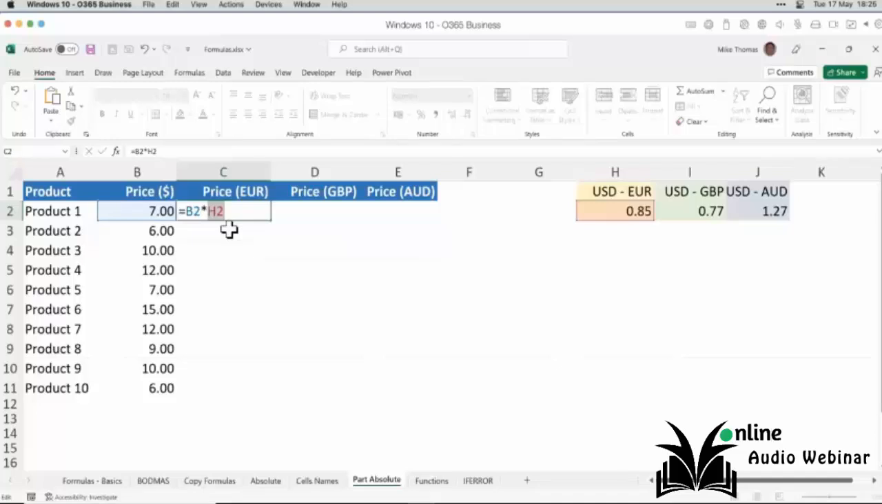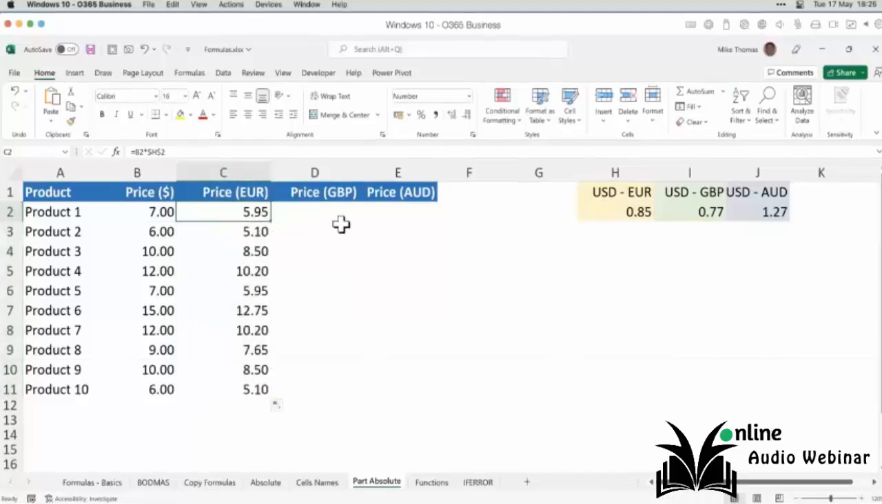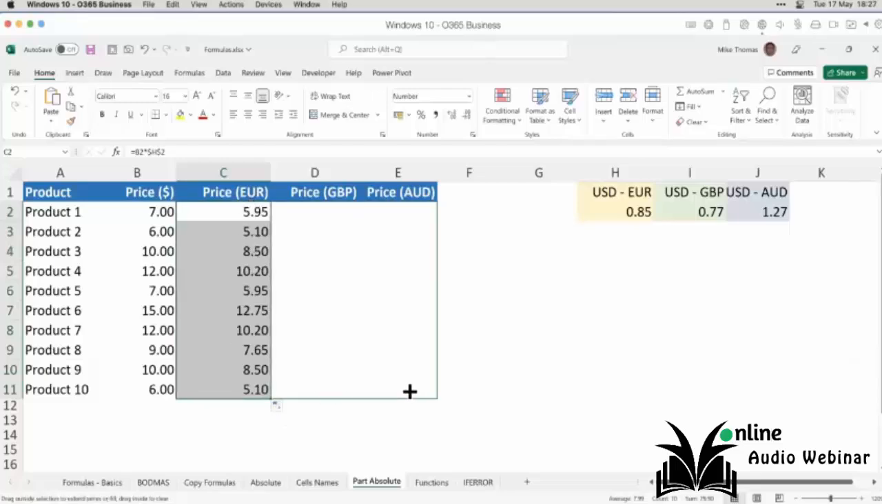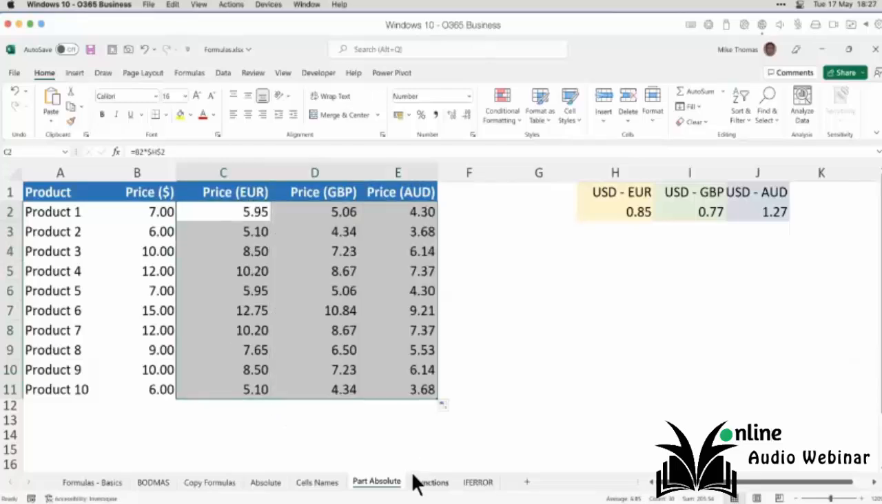So I need to put $H, $2 or press F4. So when I then copy that down, all formulas refer to H2. You can see that in there. So the B row is changing, but the H2 is fixed, and that's exactly what I want. Type in one formula, copy it down, and then take the whole lot and copy across. That's much quicker, less copying and less typing.